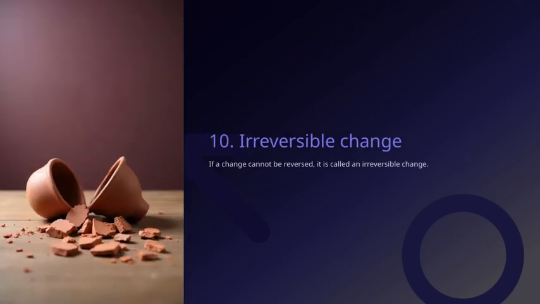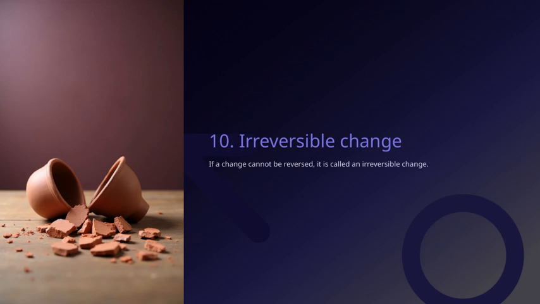Now, let's talk about what we call an irreversible change. This is when a change happens that simply cannot be undone. Once it occurs, you can't go back to how things were before. For example, think about burning paper. Once it's burned, you can't turn it back into the original sheet of paper. The key point here is that irreversible changes are permanent.